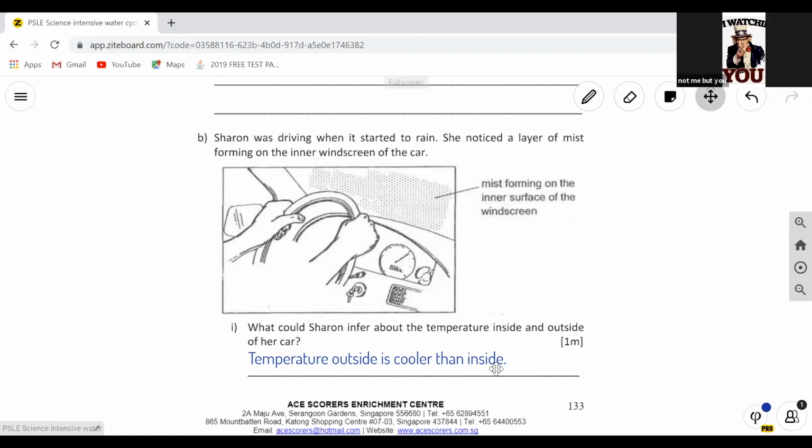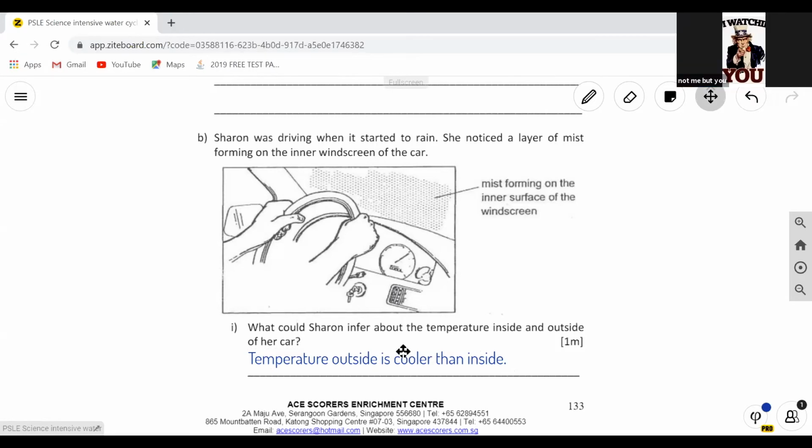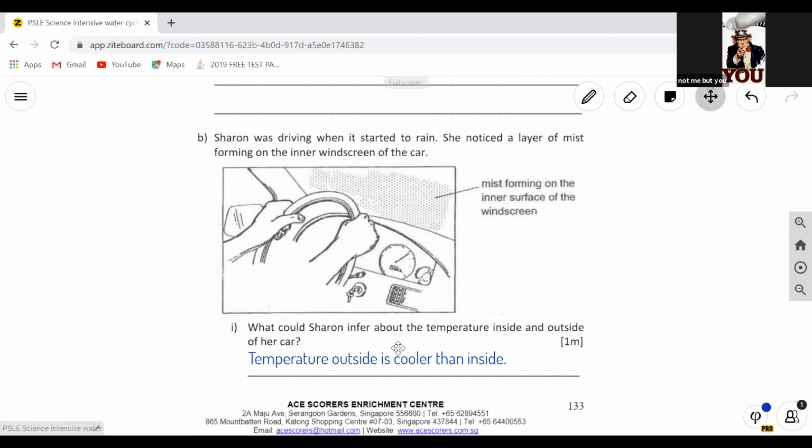Okay, the temperature outside is cooler than inside, yeah? So outside cooler, do you understand? This is important or not? Condensation. So in Singapore, if your inside is cooler than outside, your mist will form outside. Do you understand? You must be able to switch here and there, no?